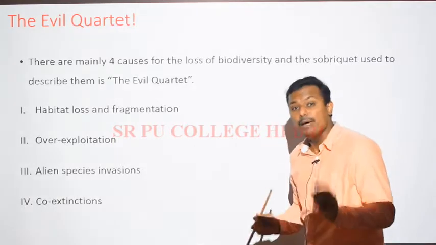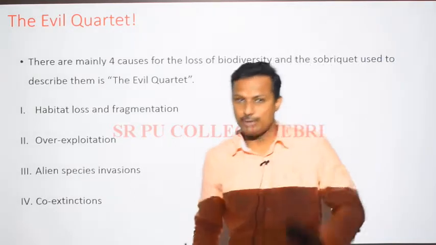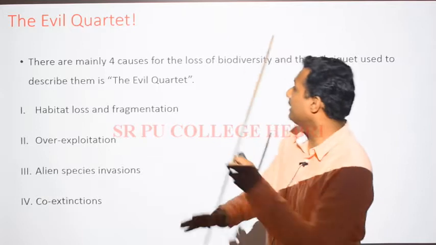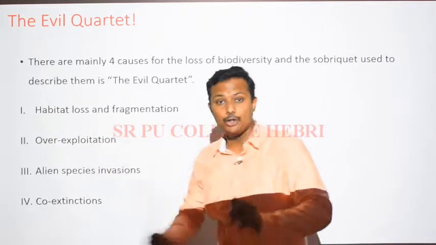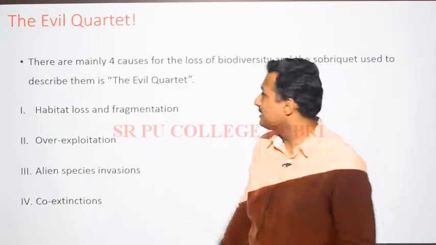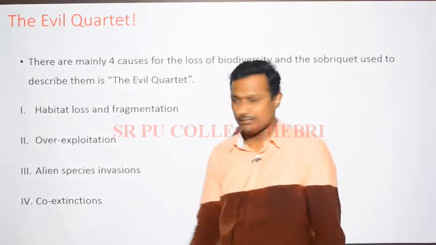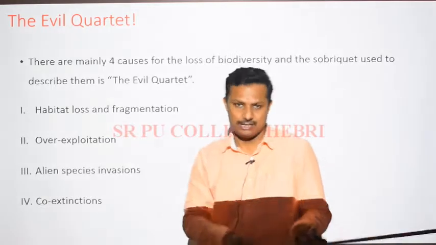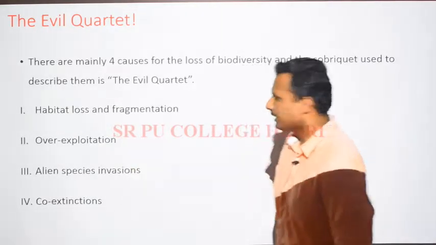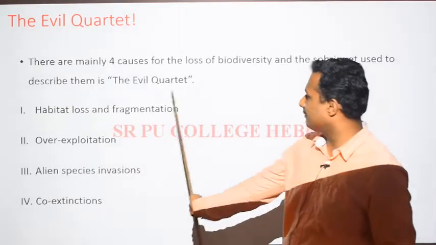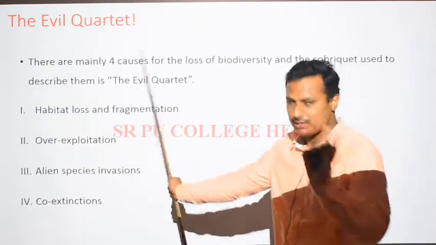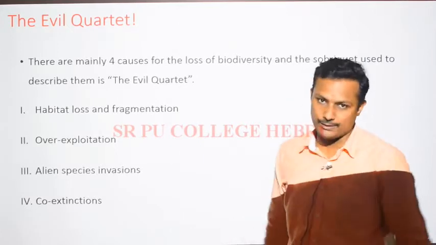So what is the main cause of loss of biodiversity? There are four main causes, and together they are collectively called the evil quartet. Quartet means a group of four. Evil means bad. So the evil quartet, the sobriquet, the word that is used to call these four main reasons, right?